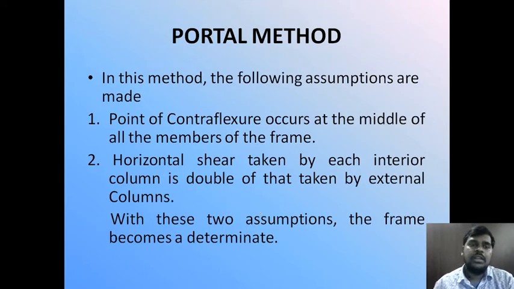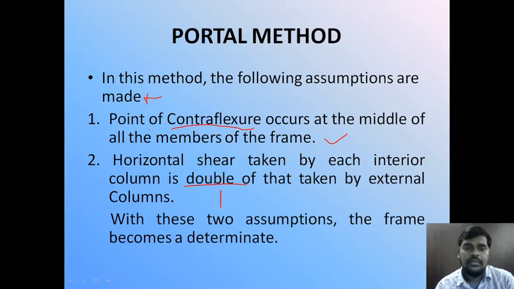In the Portal method, the following assumptions are made. These two assumptions are most important. The first is point of contraflexure, that means where the bending moment changes sign or the bending moment is 0. Points of contraflexure occur at the middle of all the members of the frame. This is the first point. And the second, horizontal shear taken by each interior column is double that taken by external columns.